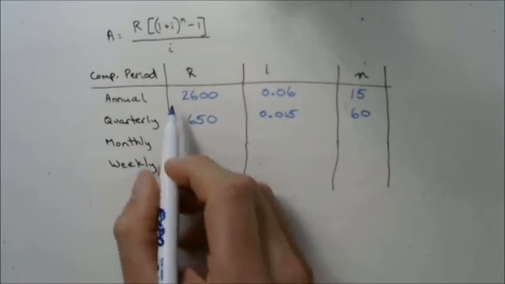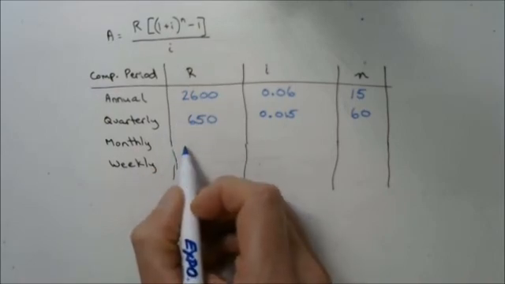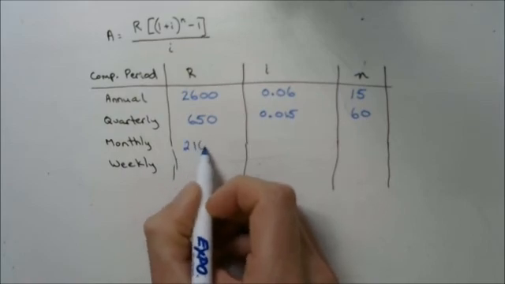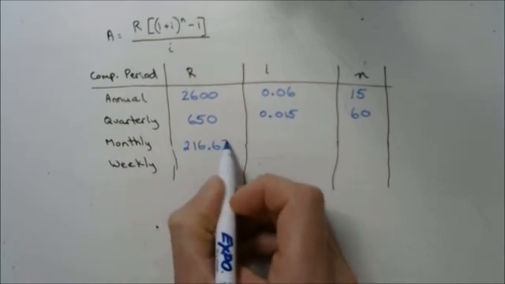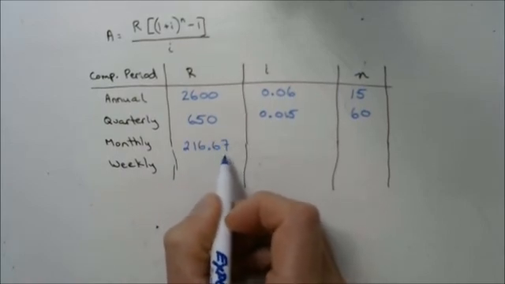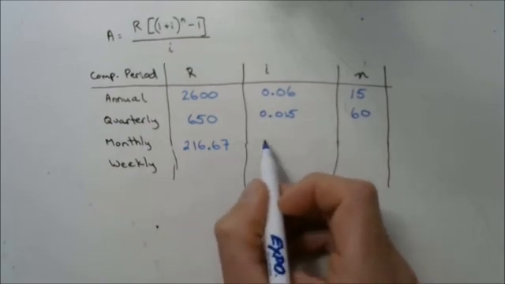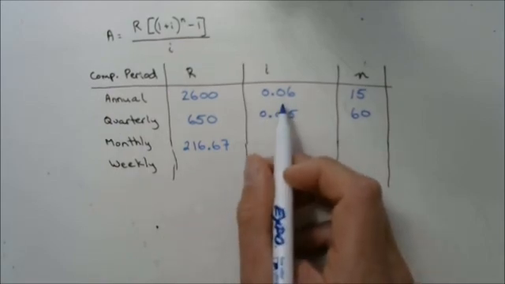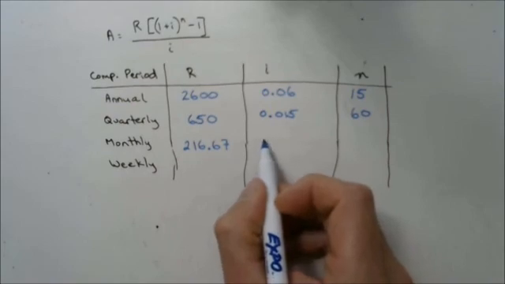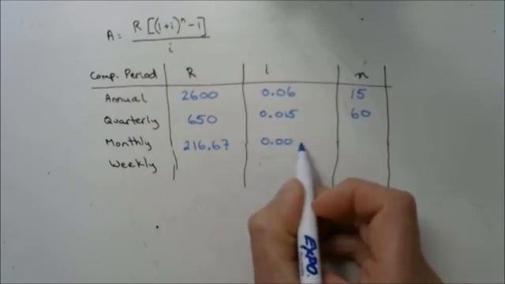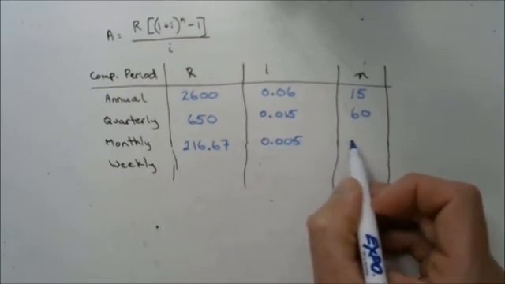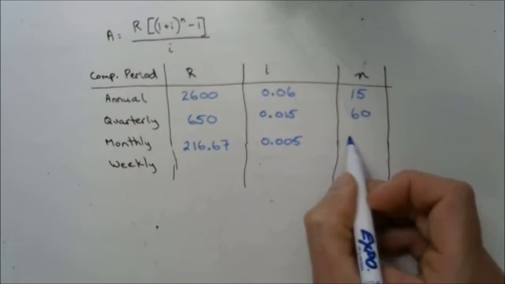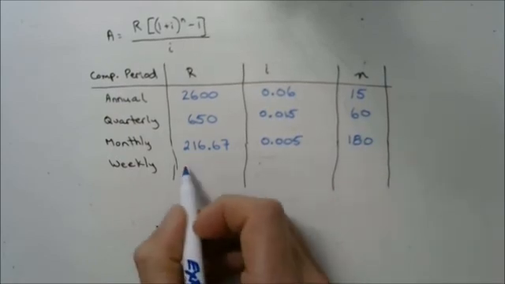Okay, for monthly, we're taking 2,600, dividing it by 12. That's going to give us $216.67. You notice we're rounding up there a little bit. That's okay. Our interest rate is going to be the 6% divided by 12 compounding periods per year, which is going to give us 0.005. How many compounding periods? 12 times 15 is 180.